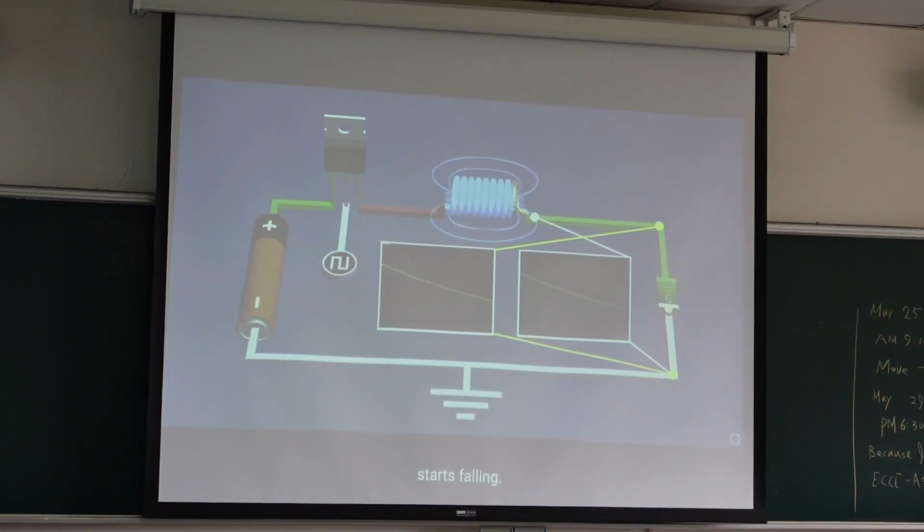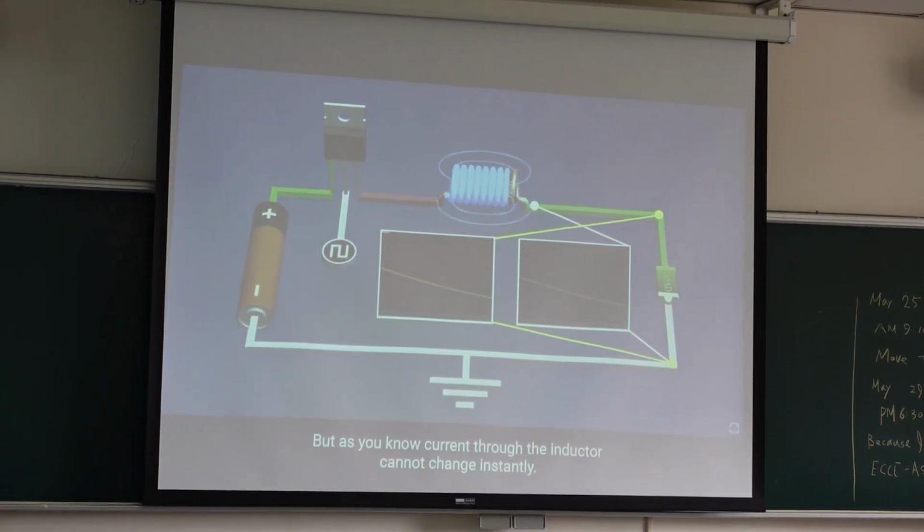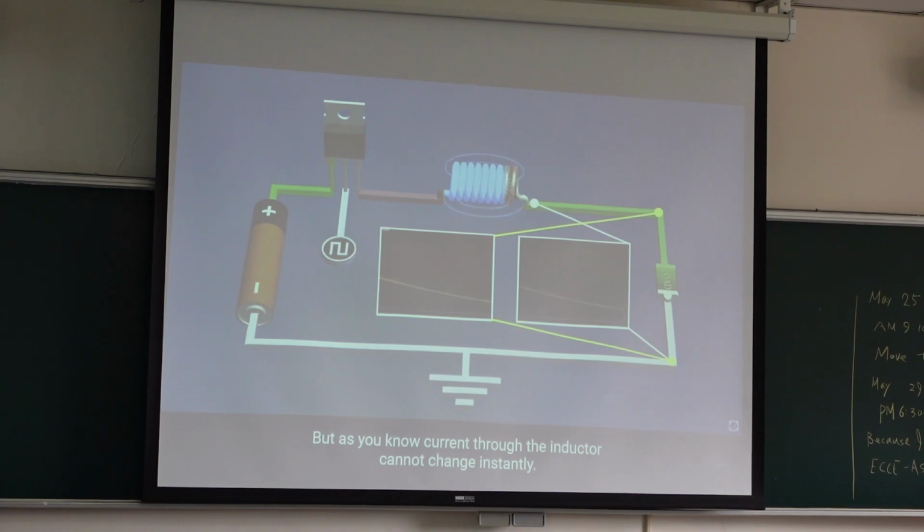Current starts falling. But as you know, current through the inductor cannot change instantly. Hence, now the inductor acts as a battery supplying current, but it slowly runs out of energy. As this end is open, the current cannot change, creating a high negative voltage.